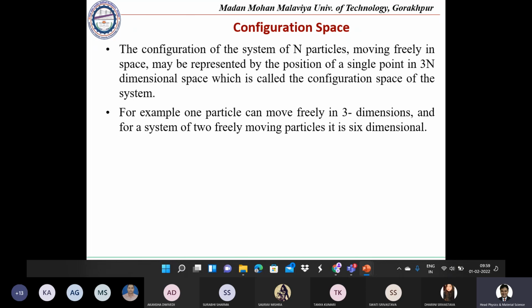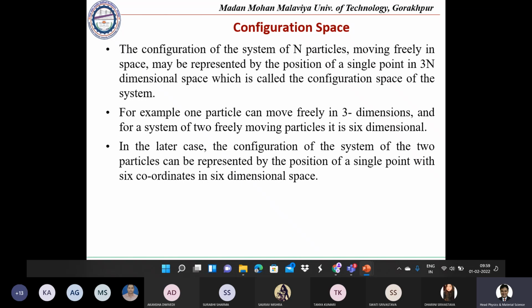तो पूरी की पूरी जो 6 dimensional space हम मान सकते हैं corresponding to the single point. So that is known as the configuration space of a system. In the latter case, the configuration of a system of 2 particles can be represented by the position of a single point with the 6 coordinates in 6 dimensional space. Are you following this point or not?